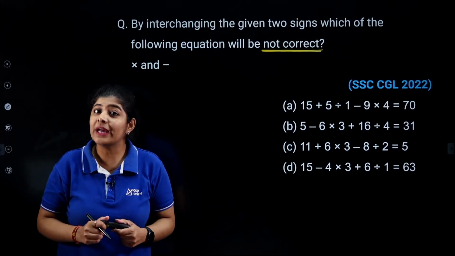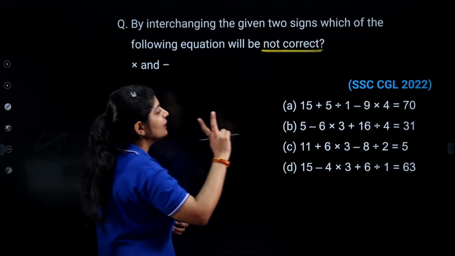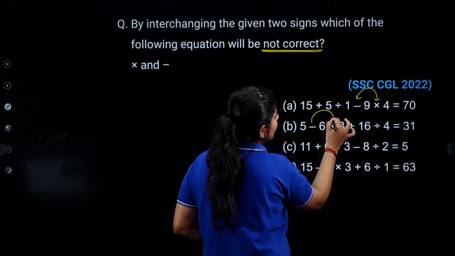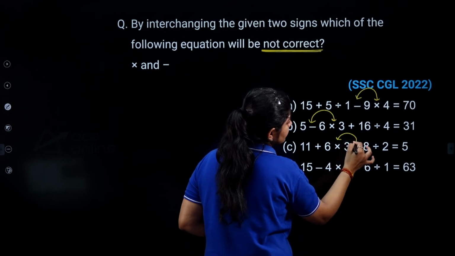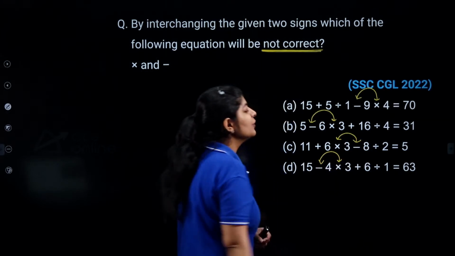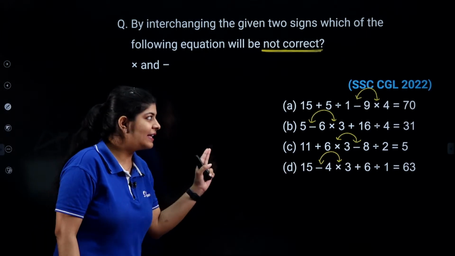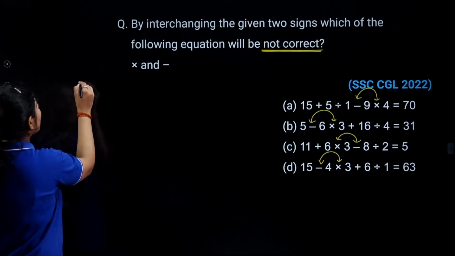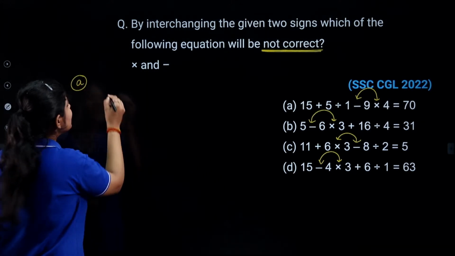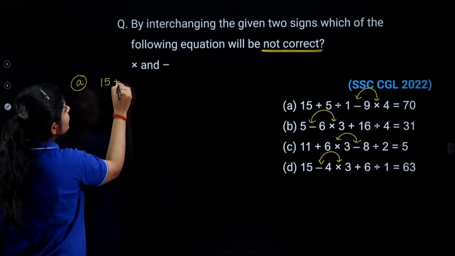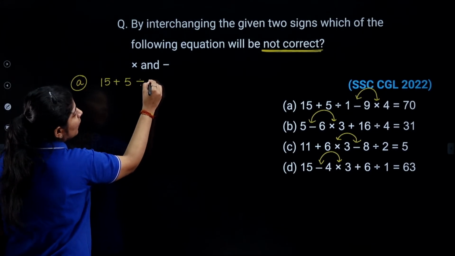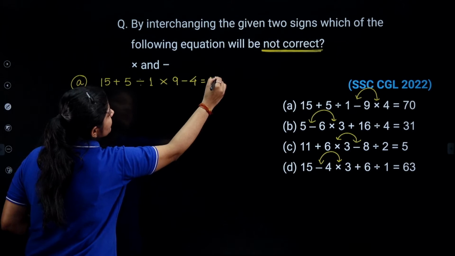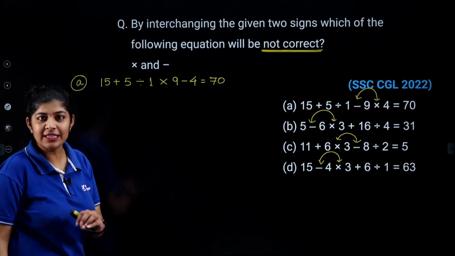So what are we going to do in this one? You just need to interchange these two symbols, and then check whether LHS is equal to RHS or not. First we will go with option A. Option A says 15 plus 5 divided by 1 into 9 minus 4. I just interchange the signs.